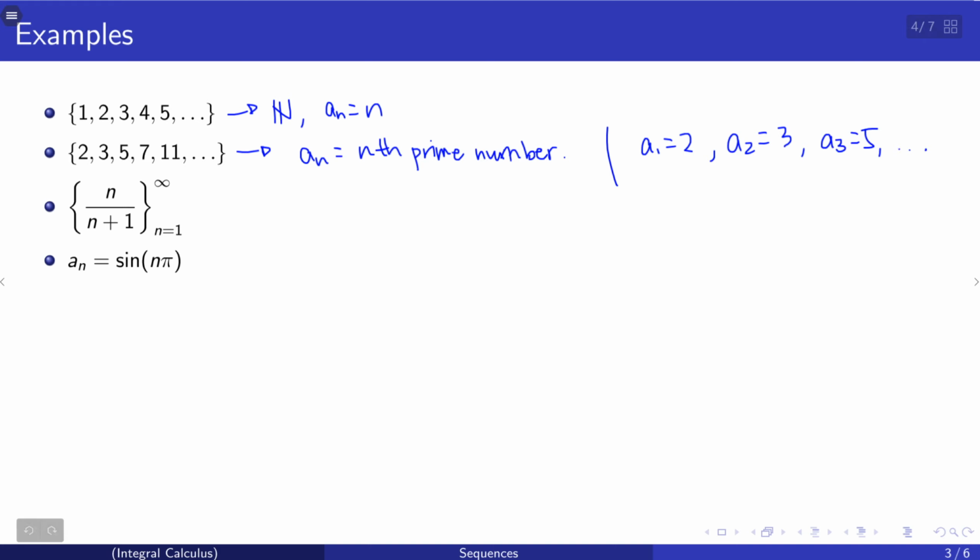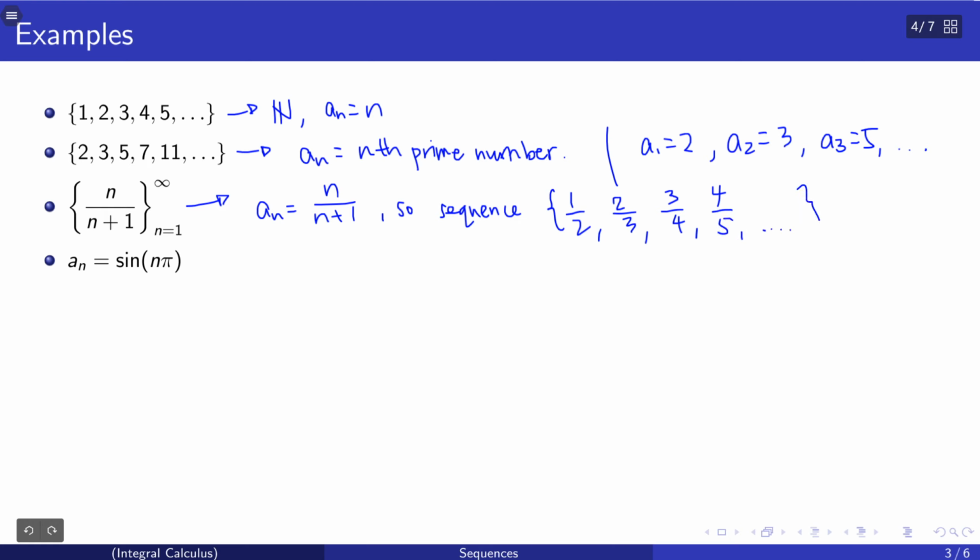Okay, now sometimes we will give you the formula, right? Sometimes you'll be given the formula for your sequence, like a sub n equals n over n plus 1. So here your sequence is going to look like this. Well, you plug in 1 and you get 1 over 2. You plug in 2 and you get 2 over 3, and so on. And that's what this sequence looks like. And it, again, goes on forever.